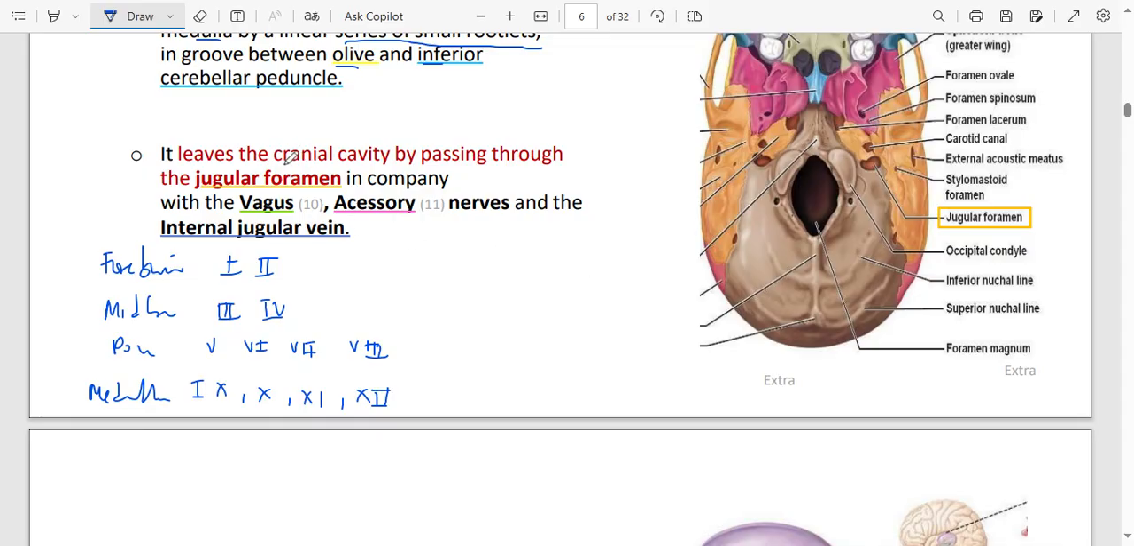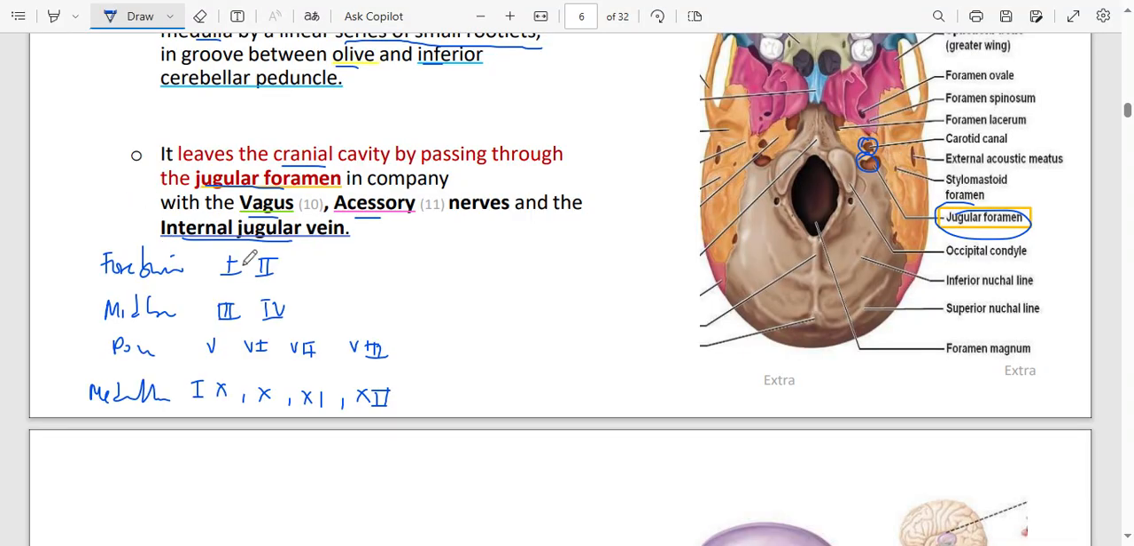And then it will leave the cranial cavity by passing through the jugular foramen in company with the vagus and the accessory nerve and the internal jugular vein. This is the jugular foramen. We already looked at the osteology. That's the jugular foramen, which is just posterior to the carotid canal, right? So please take note of where it comes from. Jugular foramen. And that's probably, the name is because of the internal jugular vein.